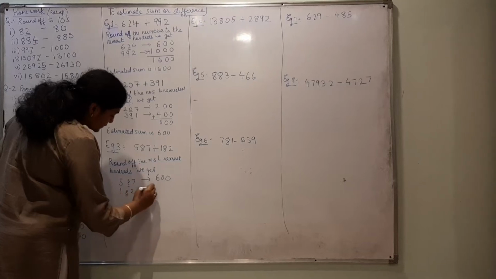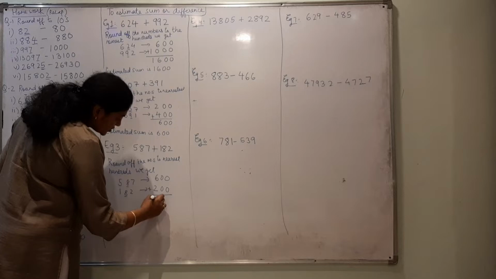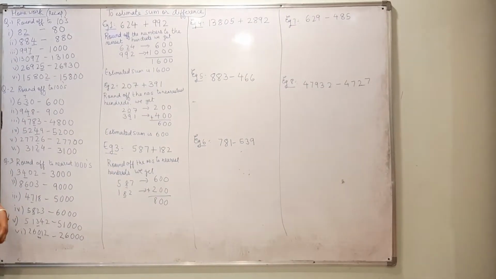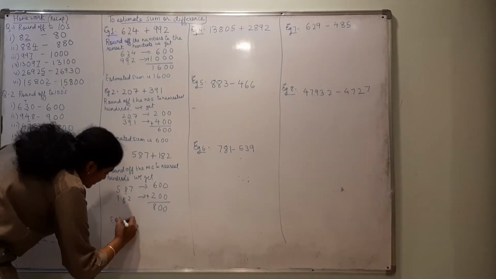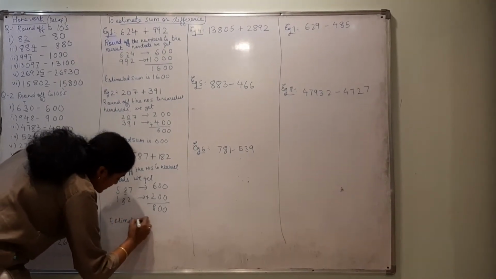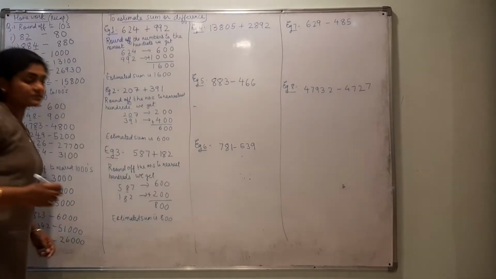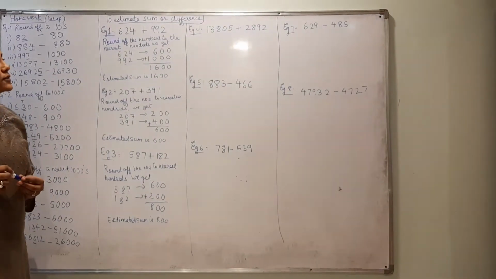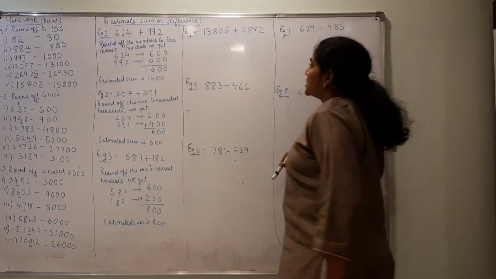182. This will be 200. Add it, you will get 800. So your answer will be, write it, estimated sum is 800. Okay, similarly the fourth one.